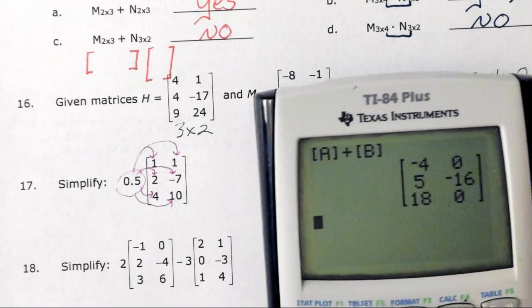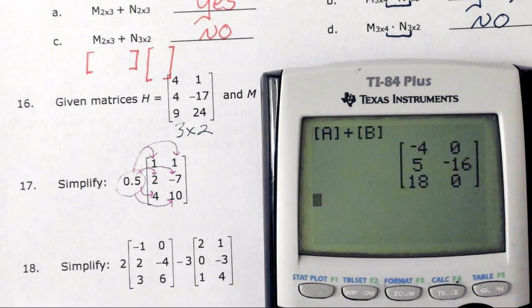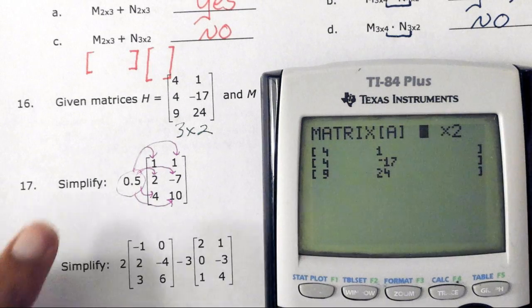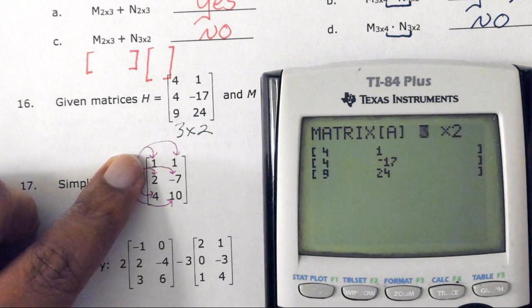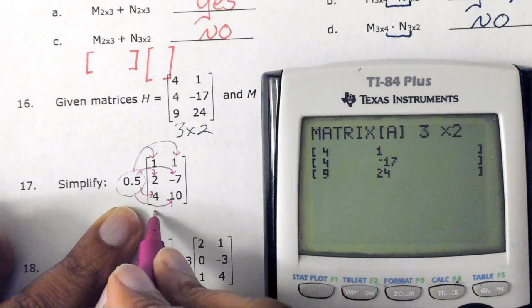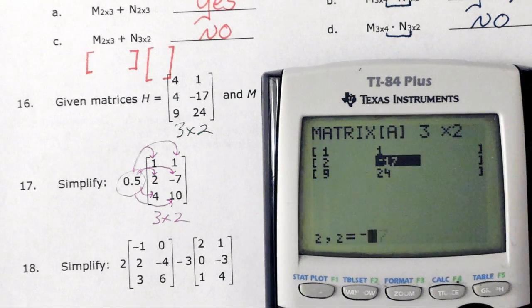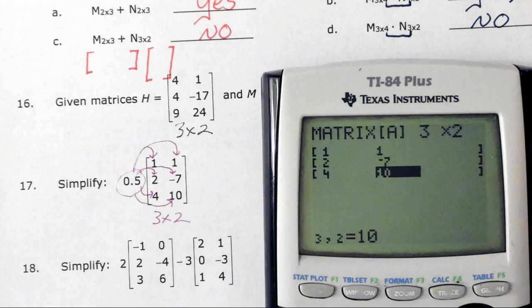If we want to use our calculator, again, we must go enter the matrix. So I'm going to go right back to that second matrix. I can choose another one, or I can just rename A. I'm going to rename A. The dimensions for this one is a 1, 2, 3, a 3 by 2. Great, my dimensions are the same. I just need to type in the new information. 1, 1, 2, -7, 4, and 10. New matrix is entered. I'm all set and ready to go.